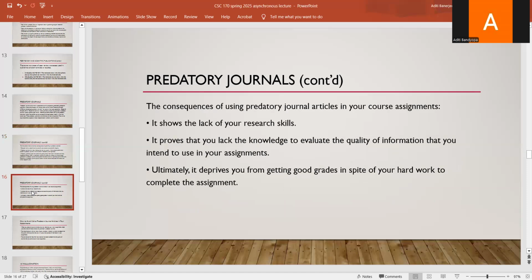Now, what happens when a student uses information that is published in a predatory journal? The consequences of using predatory journals in your course assignment are also very serious. It shows the lack of your research skills. It proves that you lack the knowledge to evaluate the quality of information that you intend to use in your assignments. Ultimately, it deprives you from getting good grades in spite of your hard work to complete the assignment.